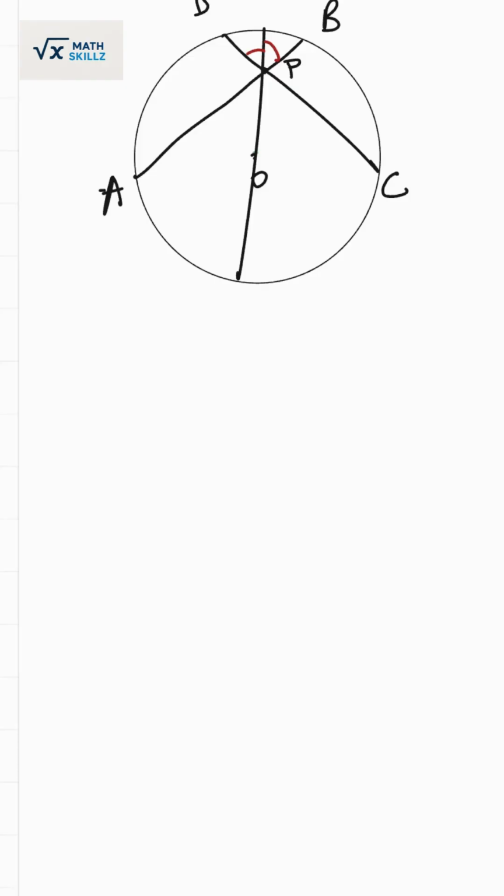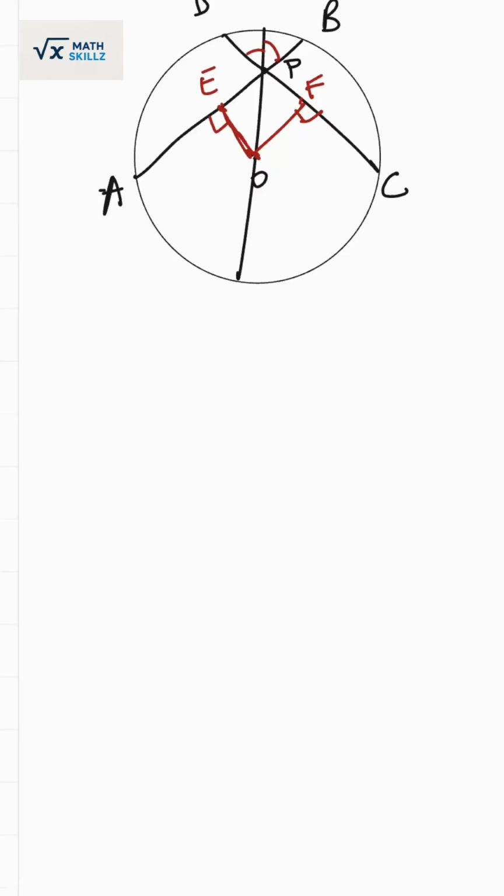Now let us make a small construction. That is, we will construct the perpendiculars from the center to the chords. This is the perpendicular from the center to the chord AB, and for chord CD as well we have to construct. So these are the two perpendiculars here. Now let us solve this question. We can consider this point as E and this is F.